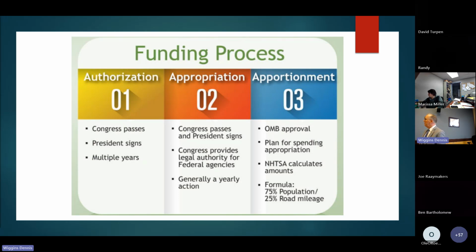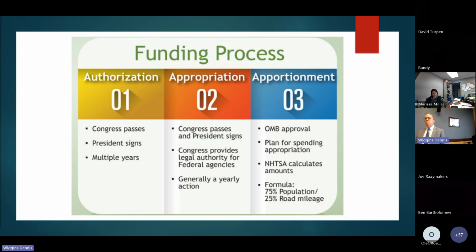And so the process is pretty much like this. There's an authorization through Congress and an appropriation. And then the apportionment is how it's divided amongst the states. If you see at the bottom right-hand, the formula for Iowa is 75% population, 25% road mileage. That's what determines what Iowa gets for our apportionment of these traffic safety funds.